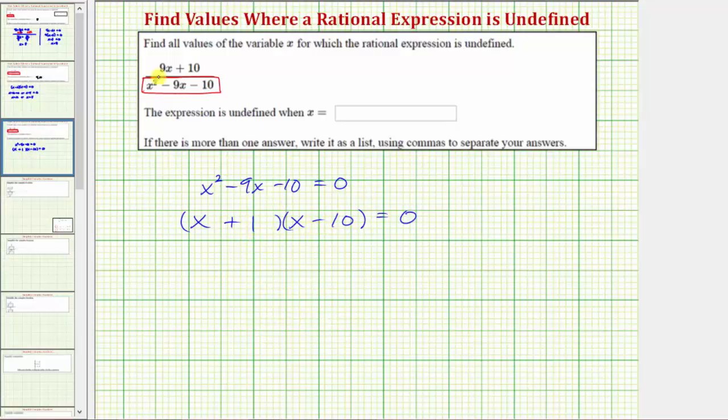This product is equal to 0 when x plus 1 equals 0, or when x minus 10 equals 0. Solving for x here, we subtract 1 on both sides, giving us x equals negative 1. Solving for x here, we add 10 to both sides, giving us x equals 10. So these are the 2 x values that make the denominator equal to 0, and therefore these are the x values where the expression is undefined. So we enter x equals negative 1, comma, positive 10.